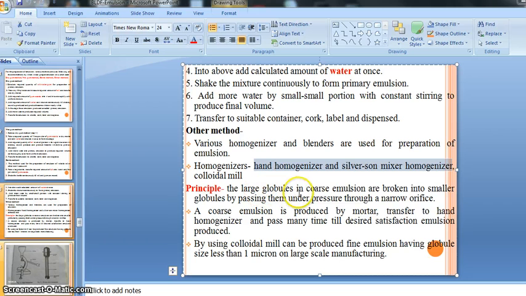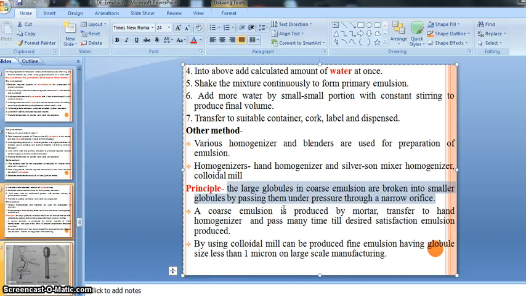The larger globules in coarse emulsion are broken into smaller globules by passing them under pressure through a narrow orifice, right? So this is our principle. These homogenizers are used when, suppose we prepared a coarse kind of emulsion, we know that there are various kinds of emulsion on the basis of their globule size: coarse emulsion, then fine emulsion, or micro emulsion, right? We already studied it. Coarse emulsions, meaning large globule size emulsions, are called coarse emulsion.